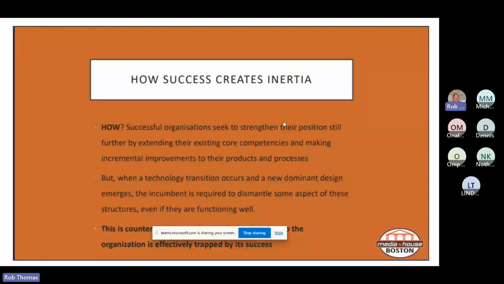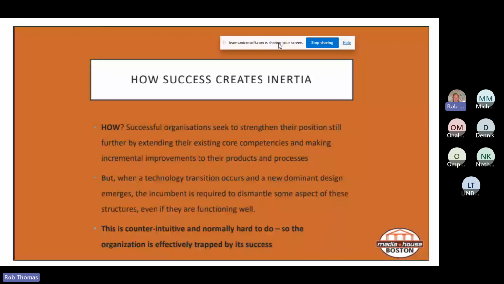I'm going to quickly move this thing over here if I can. There we go, so you guys can see the thing at the bottom.